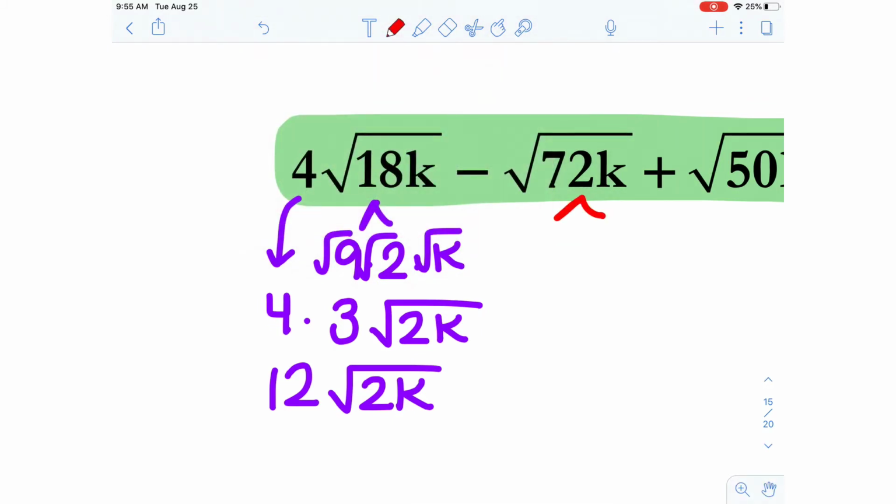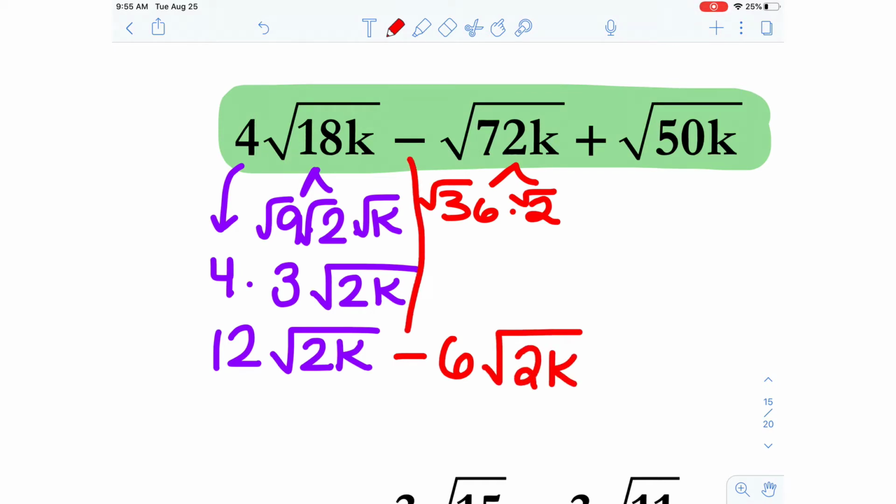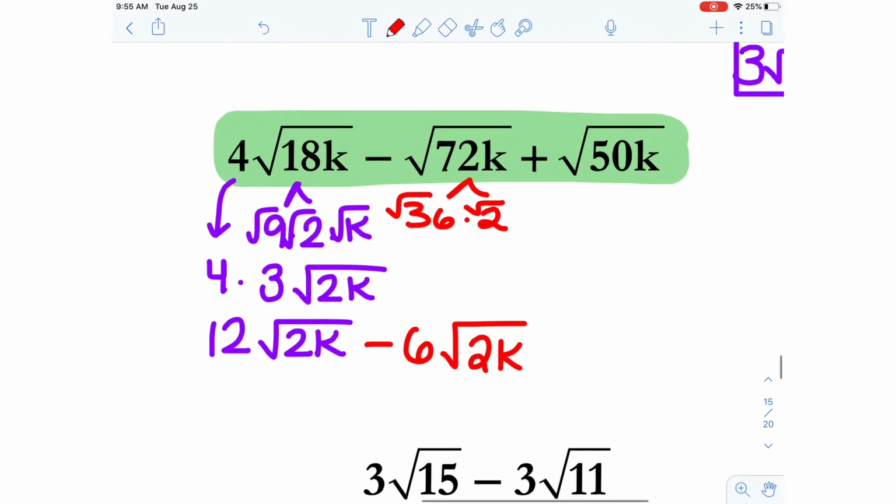72 is 36 times 2. Again, that k is going to be left over on the inside. Square root and square root. So there's nothing to multiply by, so it's going to be square root of 36 is 6, and then square root of 2k. And I just dropped that minus down. That's where that came from. So notice I do have like terms there.